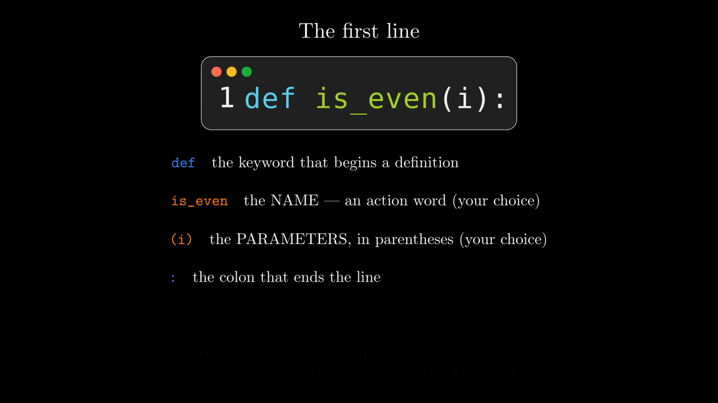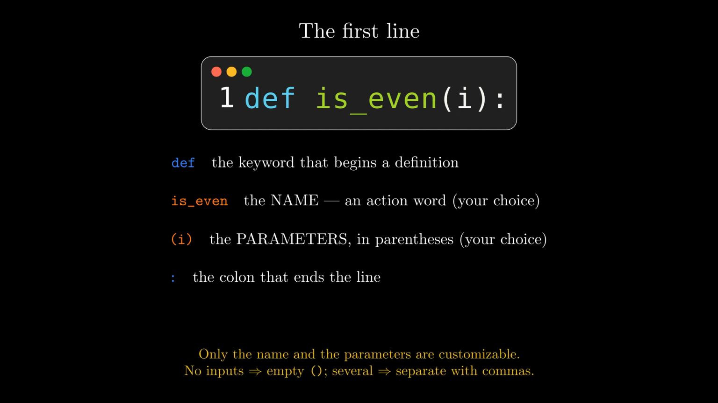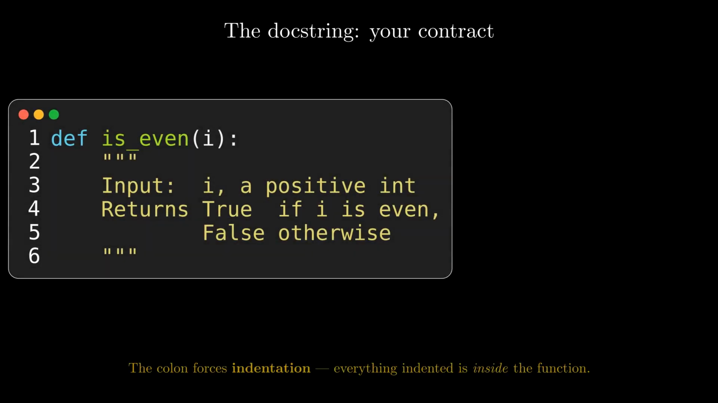On this first line, only two things are yours to choose, the name and the parameters. If a function takes no inputs, the parentheses stay empty. If it takes several, you separate them with commas. Everything else, the def, the parentheses, and the colon, is fixed. Because that first line ends in a colon, the next lines must be indented. That indentation is exactly how Python knows where the function body begins and where it ends. Everything indented underneath def belongs to the function.